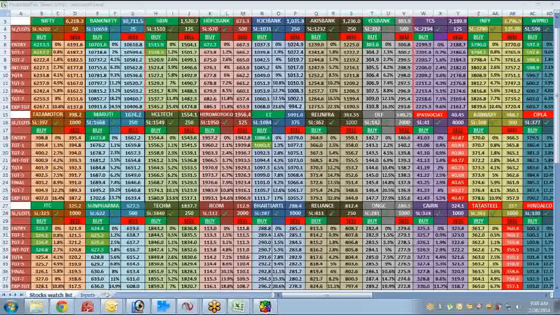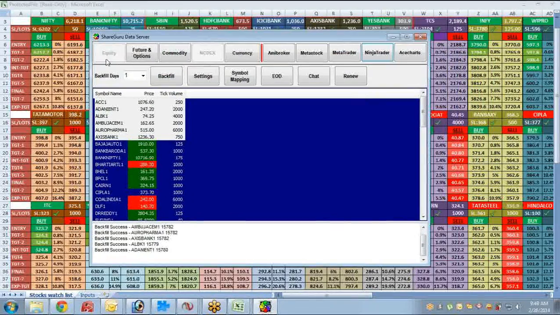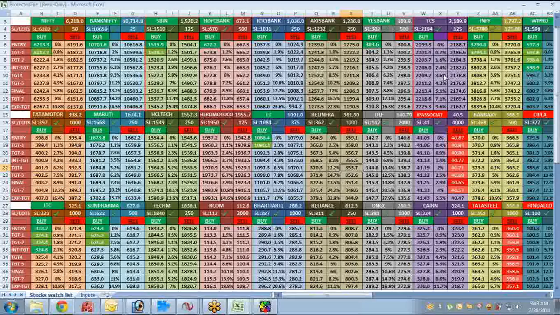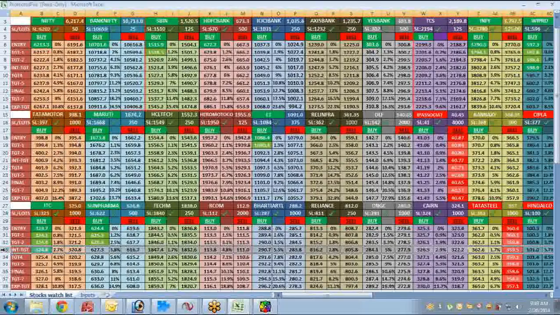And for TradingTree, it is 10,000 and 60,000. But the advantage with TradingTree is you can trade in all the segments. You can trade in equity, F&O, commodity, NCDEX, and currency. So all the segments you can trade. You can trade on both intraday and positional calls. So that is the difference we have. So ITC and Sun Pharma made their intermediate targets.